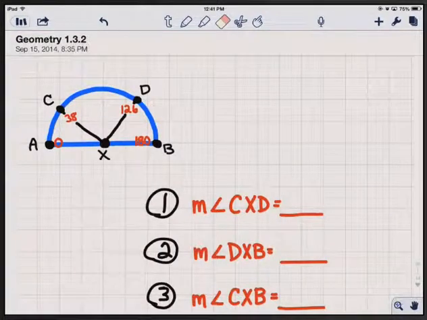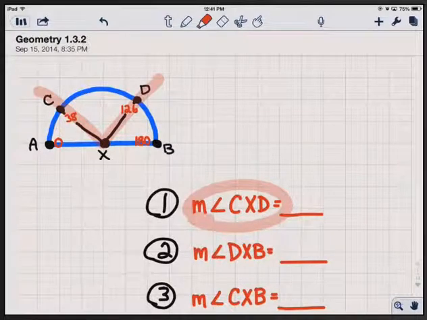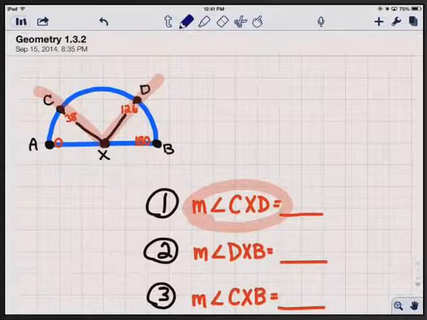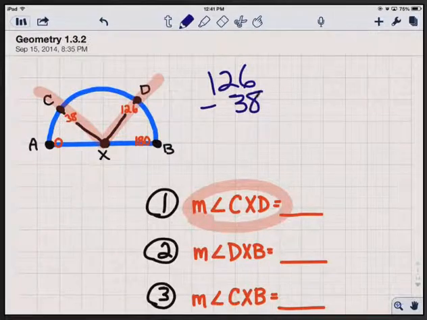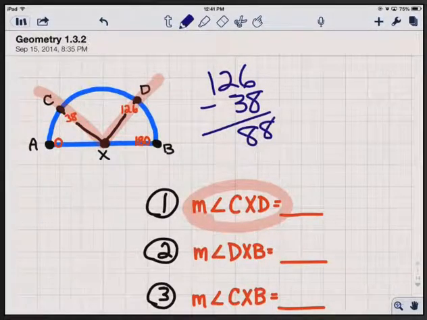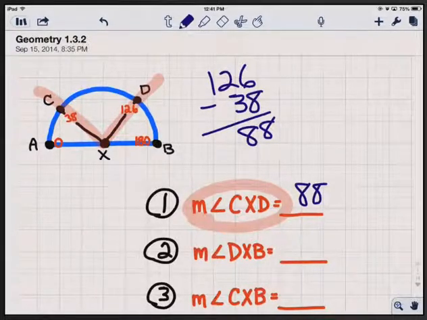Okay, going over this homework assignment in preparation for the next quiz, we have the measure of angle CXD. Angle CXD is this angle in the diagram. It goes from 38 up to 126. Therefore you take the larger number minus the smaller number, and you get your answer, which in this case is 88 degrees. And it also looks like it's close to being a right angle.